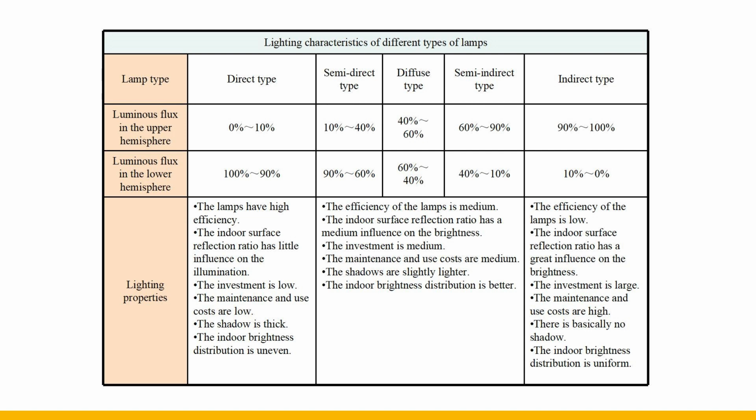The indoor surface reflection rate has great influence on the illuminance. The investment is large, and the maintenance and use costs are high, but the indoor light is soft and uniform, and there is no glare. It can be seen from this that the selection of lamps needs to consider the light reflectance of the interior surface of the room and the working surface.